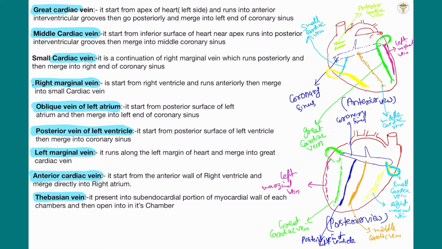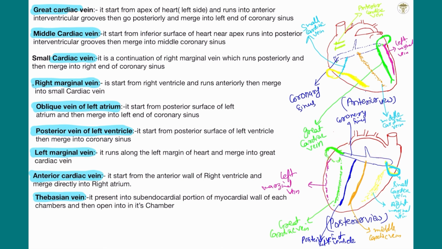This is the right marginal vein. I made this with a dotted line. Its continuation is the small cardiac vein, which opens into the right portion, and this opens into the left portion. This is the great cardiac vein, and it opens into the leftmost portion of the coronary sinus, and this is the left marginal vein, which also opens into the great cardiac vein, which opens into the coronary sinus.